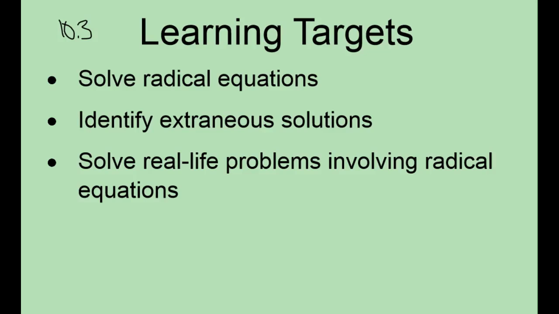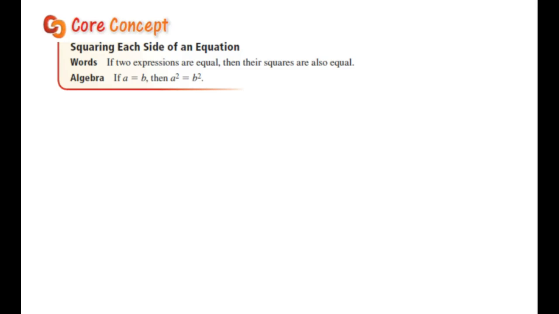All right, here is section 10.3. In our learning targets for today, we're going to solve radical equations. Then we're going to identify some extraneous solutions. Now, an extraneous solution is a solution that doesn't actually work when I put it back into my original equation. And then the third thing we're going to do is solve some real-life problems involving radical equations.